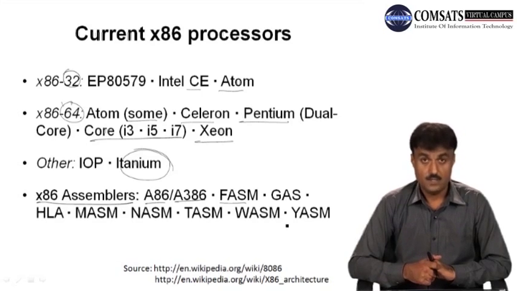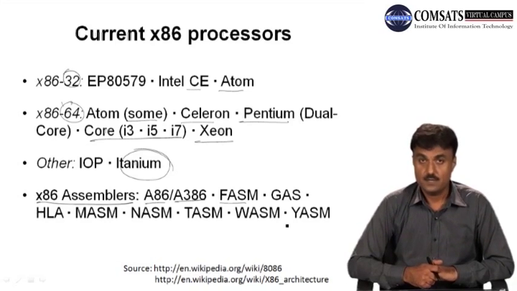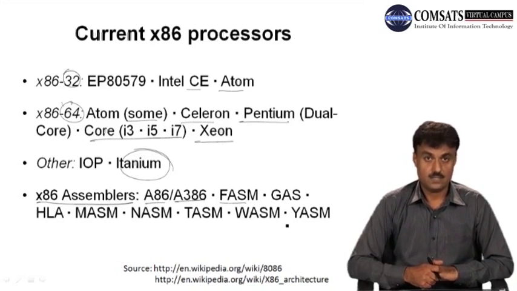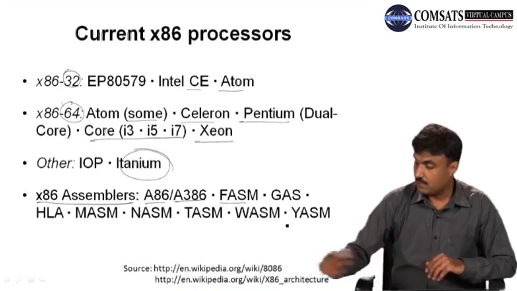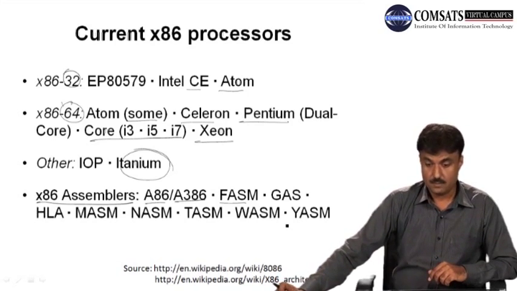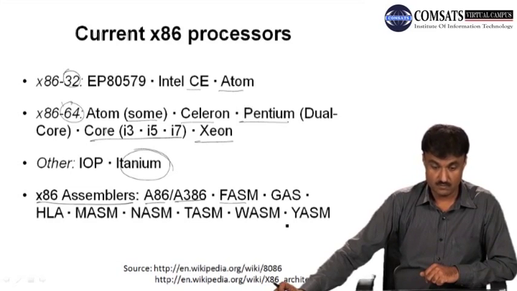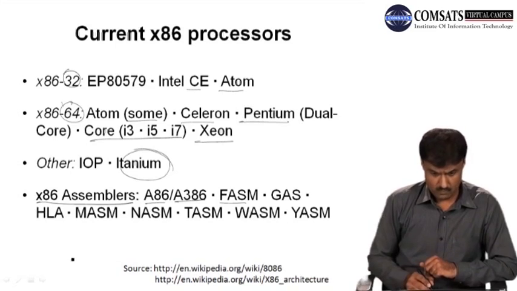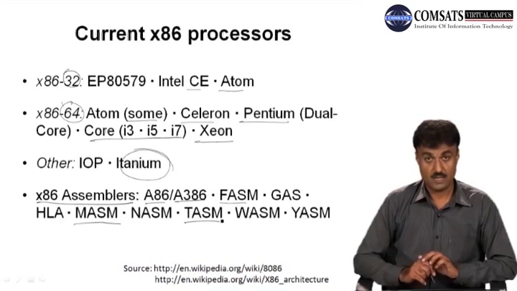That is the reason we have chosen the 8086. We could choose 8085, 8080, or 4004, but we did not choose those because the 8086 is the initial or starting point of this x86 family of microprocessors produced by Intel. There are a number of different assemblers, and we will choose one of them. Most probably we will use MASM, and maybe we will have an introduction to TASM and so on.